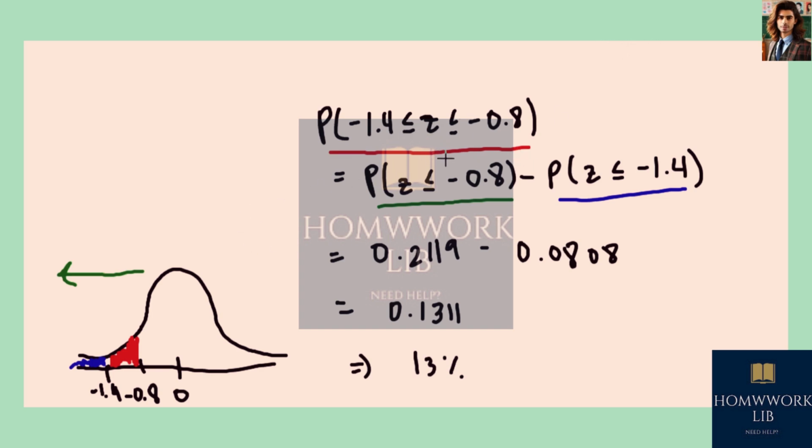So there is 13% of the total area under the curve between minus 1.4 and minus 0.8. So there's our answer, 13%.